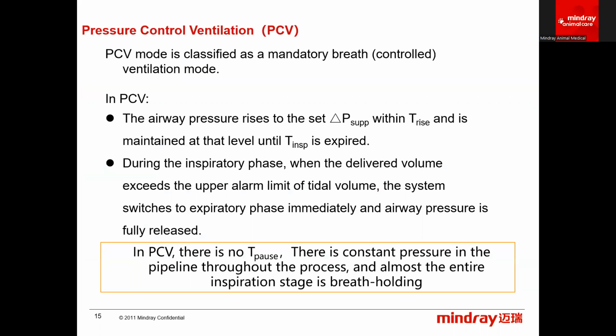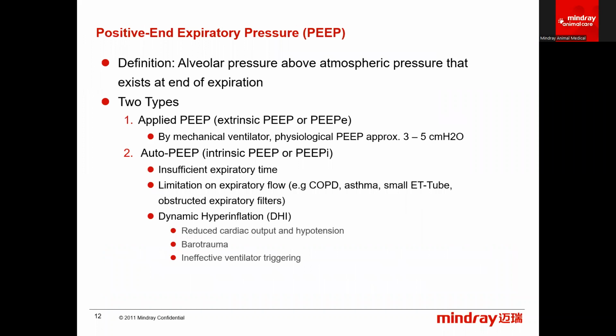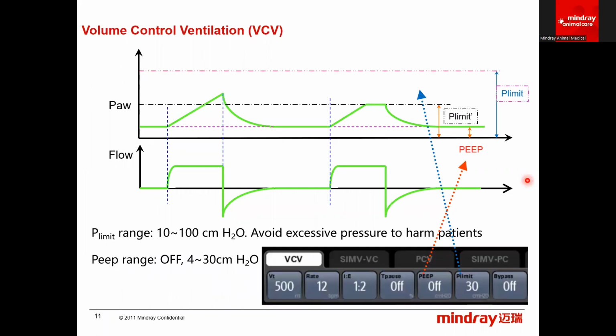Next, on to pressure control ventilation. So again, this is a controlled ventilation mode. In this case, your airway pressure rises quickly to a supportive pressure, delta pressure limit within a certain amount of time, and then it's maintained at that airway pressure until the patient breathes out. So in our volume control mode, as you can see, airway pressure is slowly rising, so your patient is taking a nice long breath in and then breathing out.